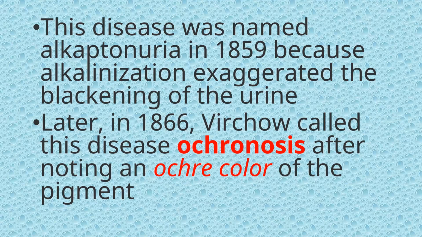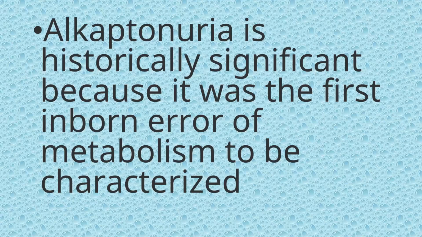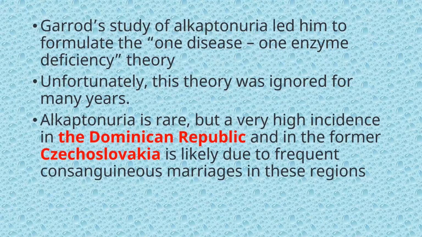It is historically significant because it was the first inborn error of metabolism to be characterized. In Garrod's study, alkaptonuria led him to formulate the one gene, one enzyme deficiency concept. Unfortunately, this theory was ignored for many years. Alkaptonuria is rare, but a very high incidence occurs in the Dominican Republic and in the former Czechoslovakia. This is likely due to frequent consanguineous marriages in these regions.